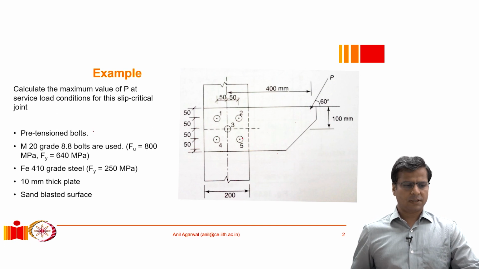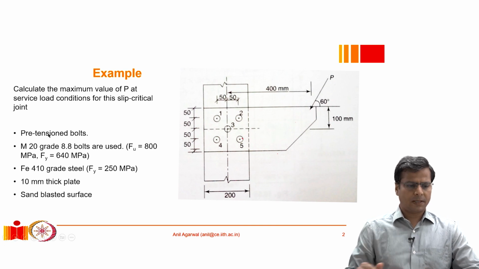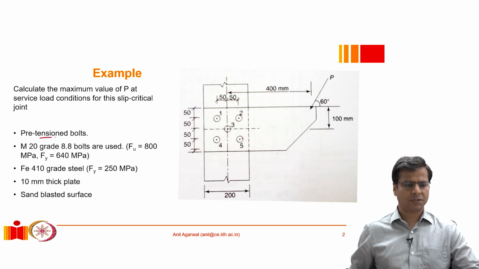In addition to this, there is also this information provided that these bolts are pre-tension bolts. What does it mean? It means that we need to design them as slip critical connections. When we design it for slip critical connection, it is not a bearing type of bolt. It is basically slip critical. So its strength is dependent on the strength of the friction resistance, right? So that's what we need to design it for.